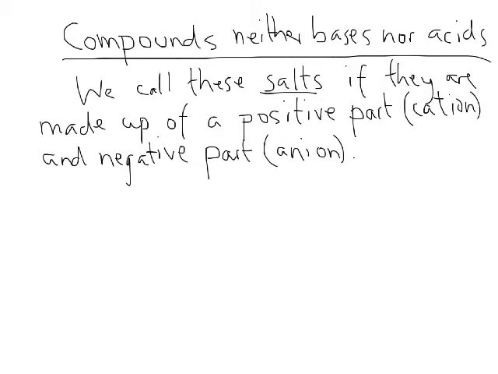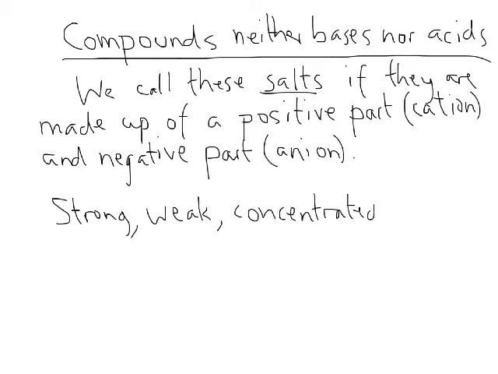Before we look at the pH scale, which is the final thing we're going to look at today, we need the idea of what these four words mean: strong, weak, concentrated, and dilute. Because they mean different things.